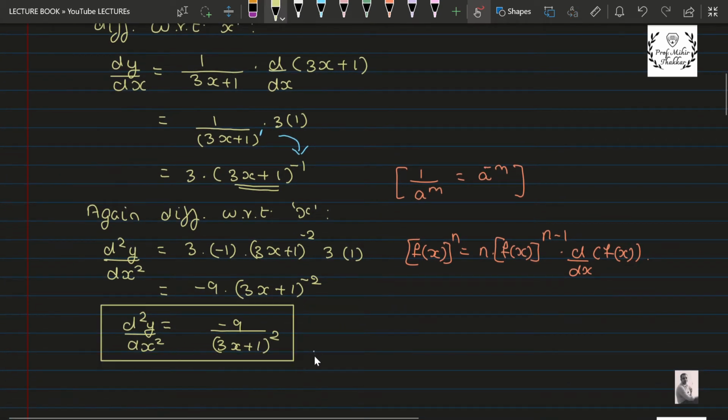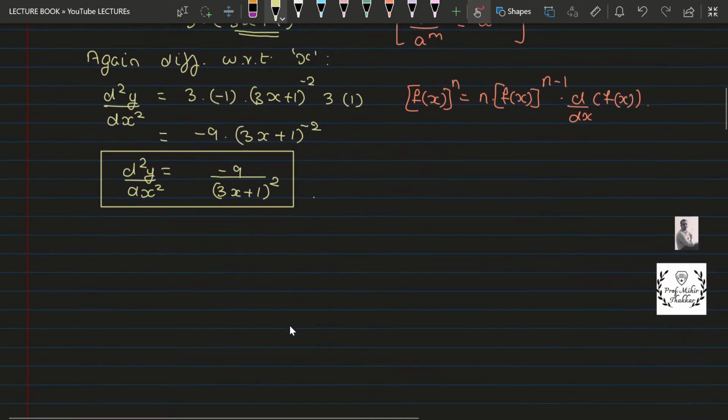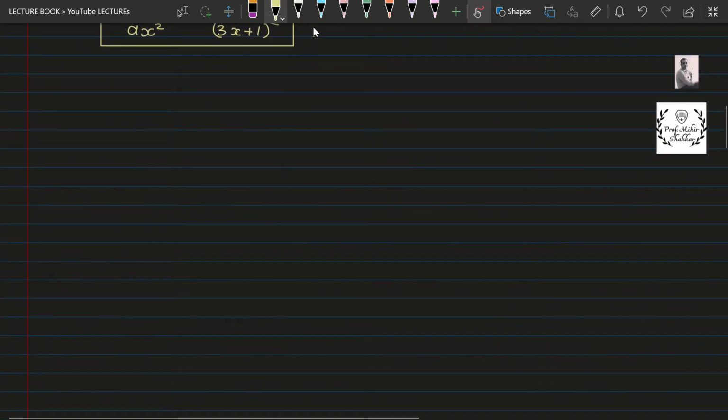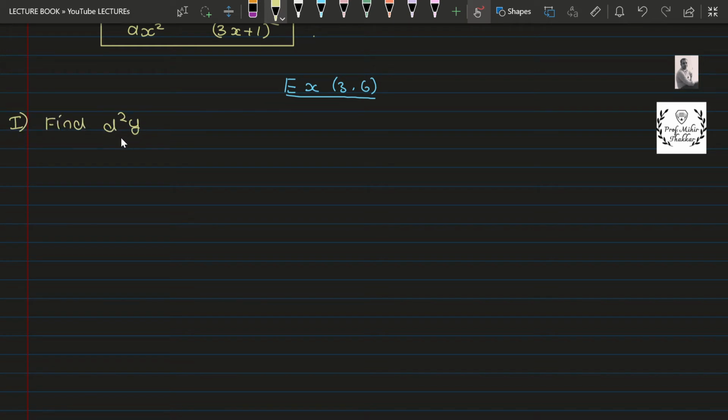Okay, now without wasting a lot of time, let us understand all the sums of exercise 3.6 of the textbook. Question 1 says, find d square y upon dx.